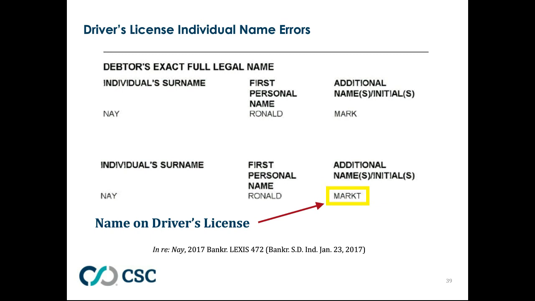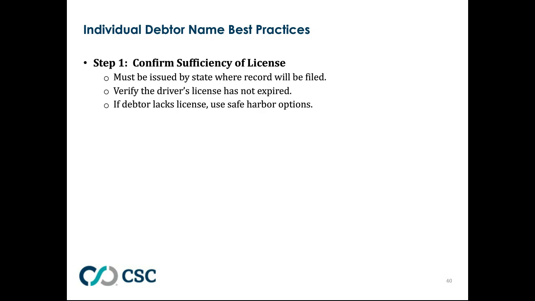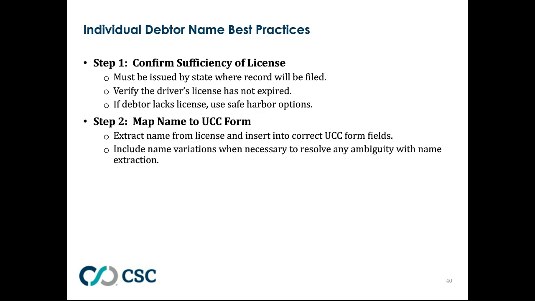So the important thing here, when it comes to individual debtor names, first of all, when filing on an individual in an alternative A state, and actually in most alternative B states as well, because the driver's license process works pretty well, begin by confirming the sufficiency of the license. It has to be issued by the state where the record will be filed.